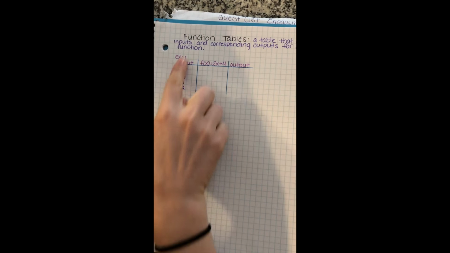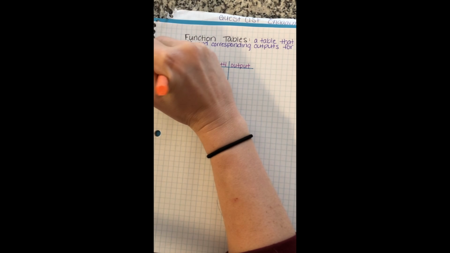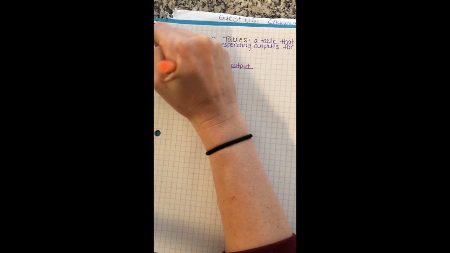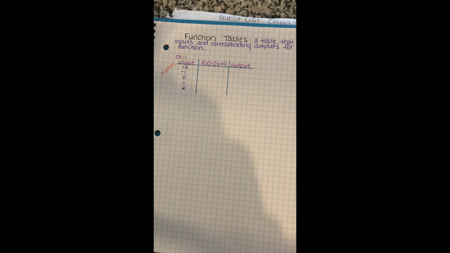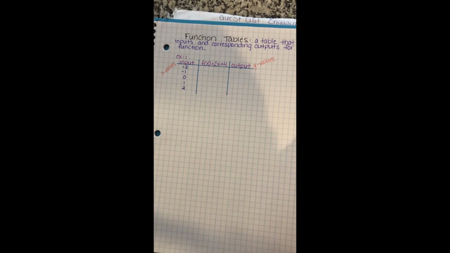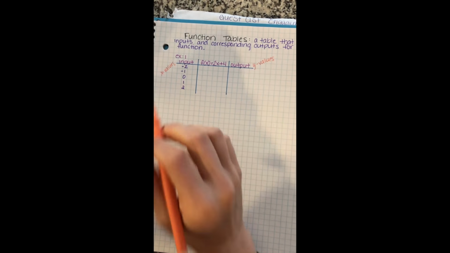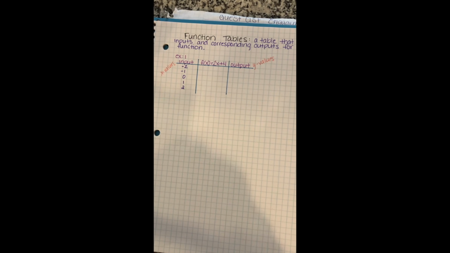These are our inputs, which is just another name for the x values. There's no difference. So this is just our x values here. And these are our outputs, which are just our y values. You can pick whatever inputs that you want, but I recommend to do some negatives, some positives, and then always 0. So when you have your inputs, you're going to put them into your function.